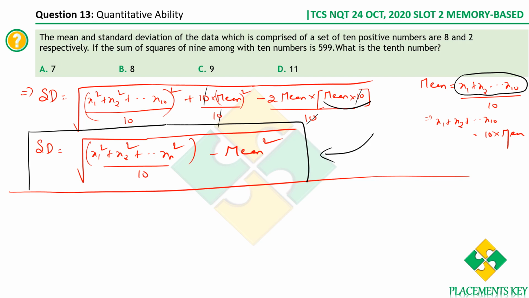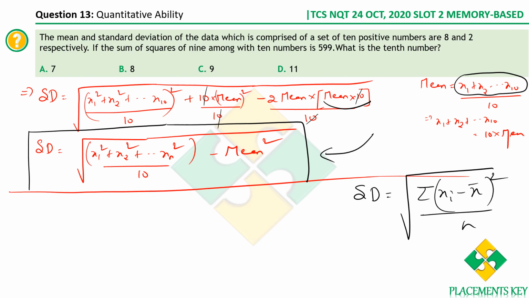Okay, so you can always remember this. For standard deviation you can either remember, see I'm writing it here because it is very important with respect to TCS exams. So standard deviation is equal to what? Whole root of sigma xi minus x bar whole square divided by n. This is one formula that you know, and please remember this formula also. This is the derivation of this formula. Now let's use this formula to solve this question.